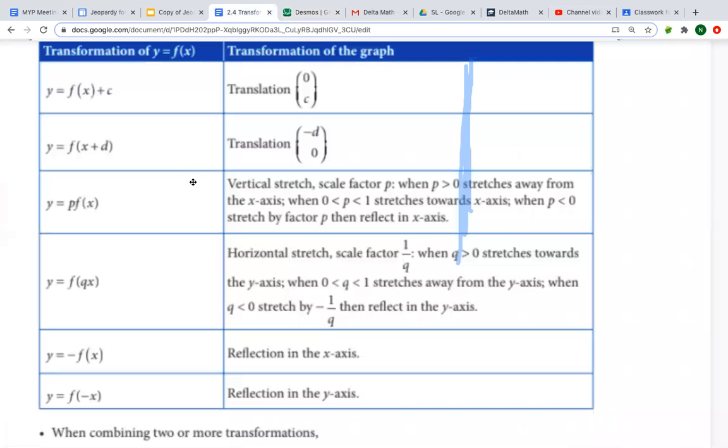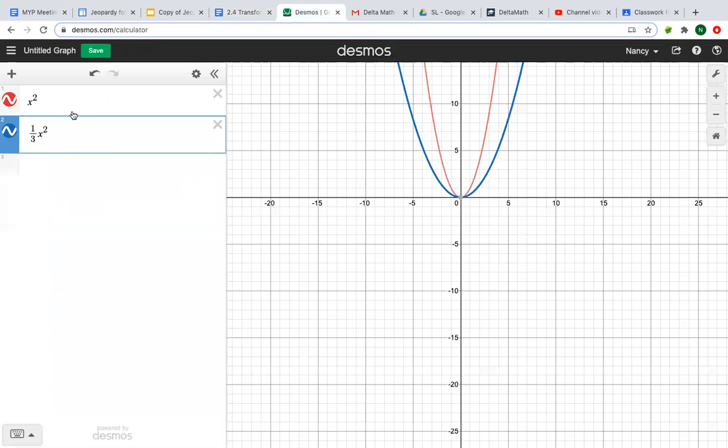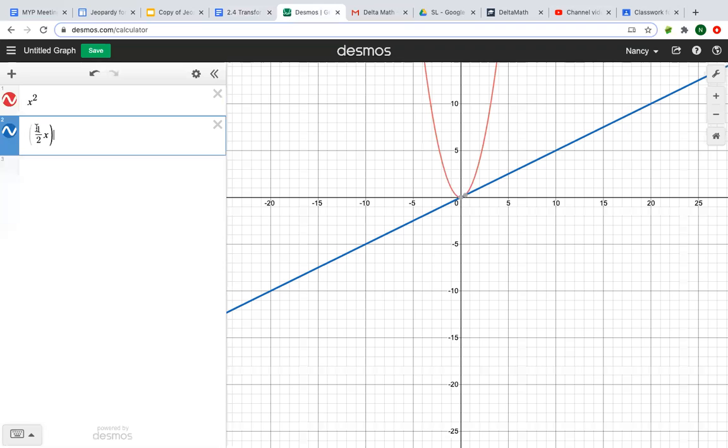So now moving on, we have a horizontal stretch. These are the opposite. When we talk about horizontal stretches, if you have a scale factor, if you're multiplying by a big number, it will do the opposite. So if we have, in this case, let's make it 1/2 x squared.